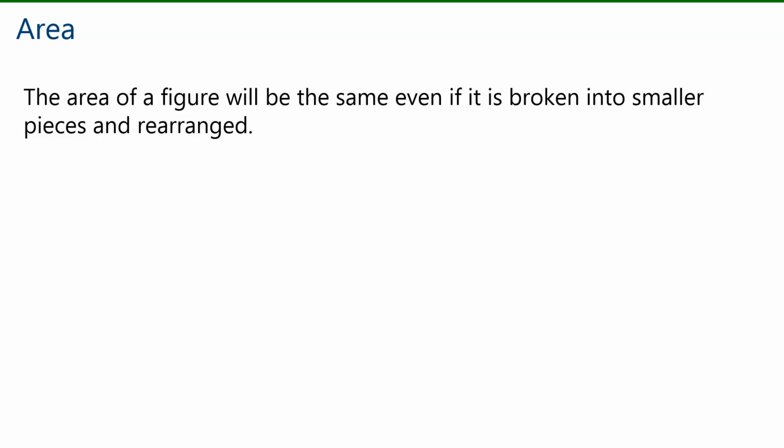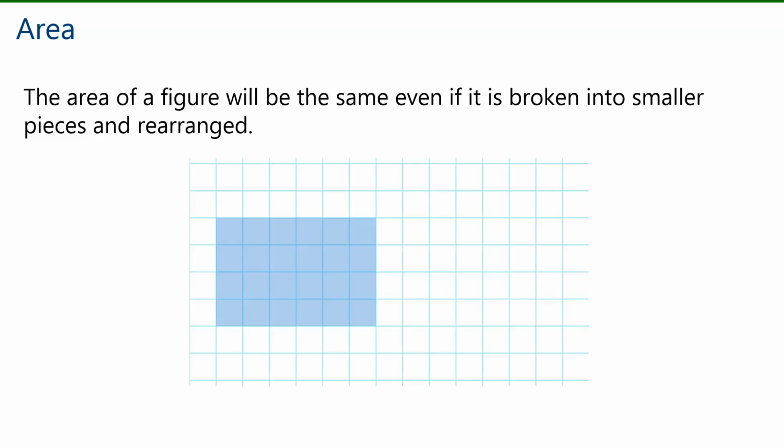Now, another important fact about area is that the area of a figure will be the same even if it's broken into smaller pieces and rearranged. Let's have a look. Here I have a rectangle that's 4 units by 6 units. If I multiply them together, I get an area of 24, or even if I counted the blocks, you can see there's 24 blocks there.